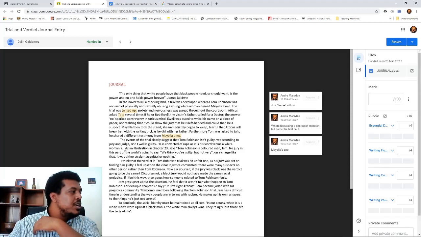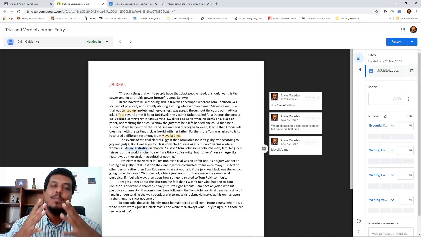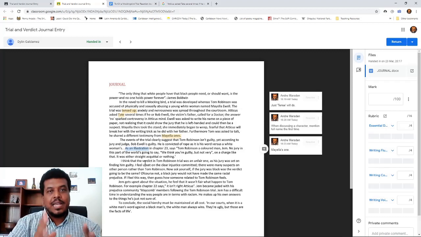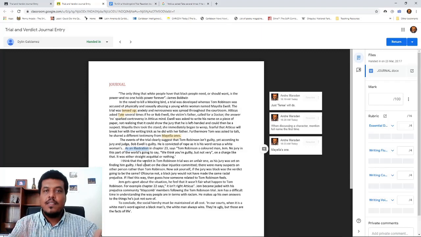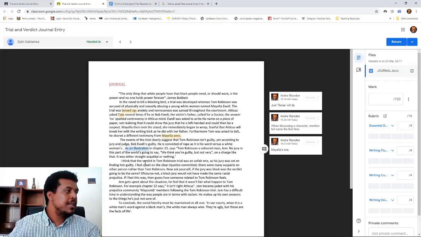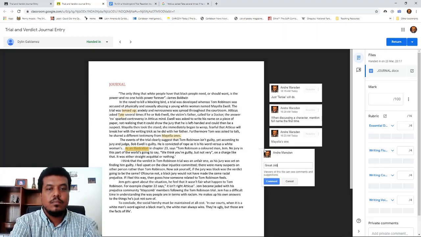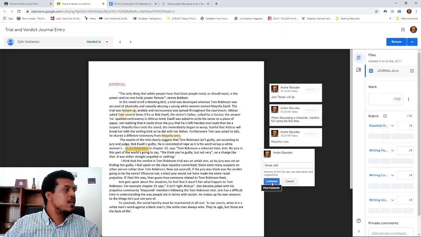As an illustration, oh my gosh, you guys realize what this is? This is our academic writing frames. Dylan is introducing a quote directly from the text. And because it's not her idea, but it reinforces her idea, she's included the academic writing frame. As an illustration in chapter 23, it says, and then she includes her quote. Great job, Dylan. Great job including the academic writing frame. See, not all the comments are bad.